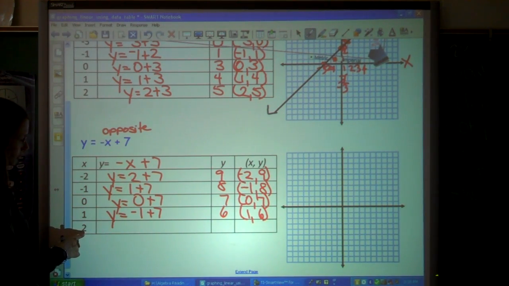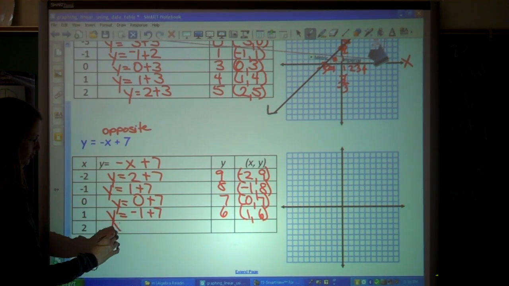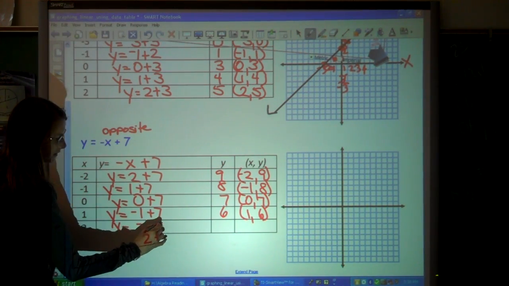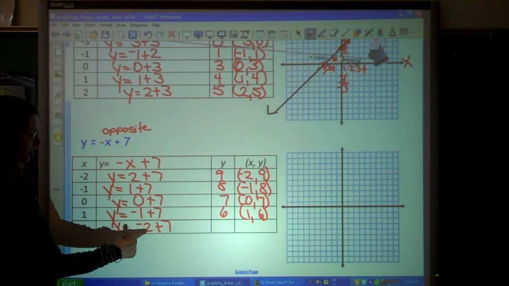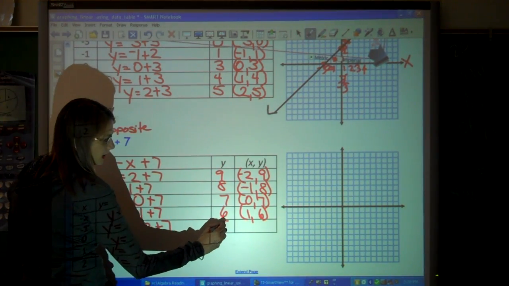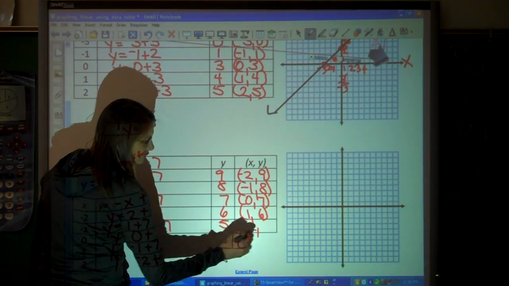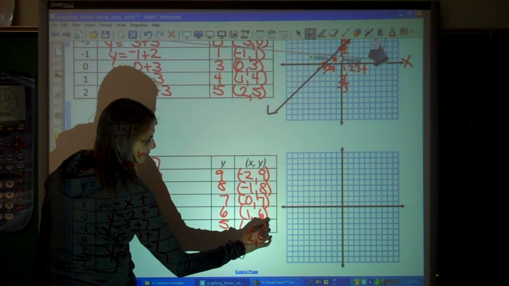And now number 2, when x is 2, I'm going to plug in 2 for x. Remember, it's negative x, so that makes it negative 2 plus 7. I can put that in my calculator, or I know that the positives have an advantage by 5. So when x is positive 2 for this equation, y is always going to be 5.